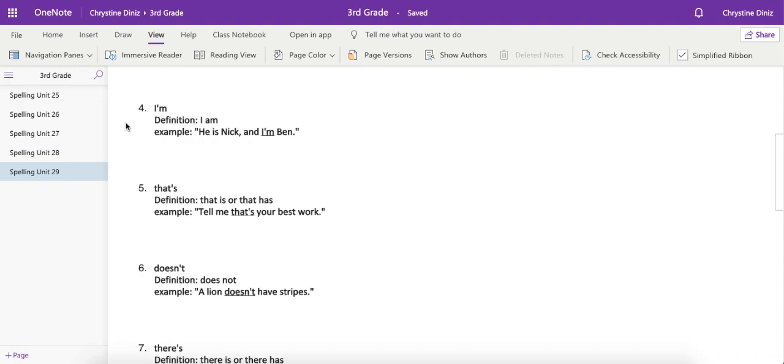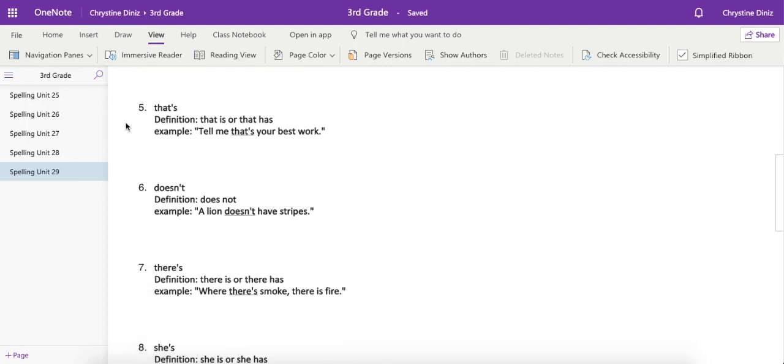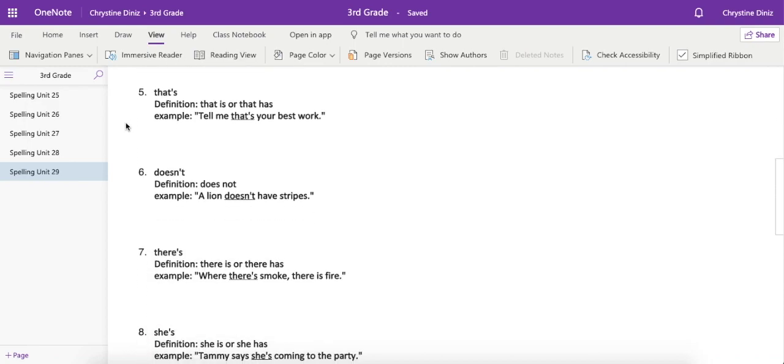Number four, I'm. I apostrophe M. The definition of I'm is I am. The example sentence is, he is Nick and I'm Ben. Number five, that's. T-H-A-T apostrophe S. The definition of that's is that is or that has. An example sentence is, tell me that's your best work. Or another way is, tell me that is your best work.